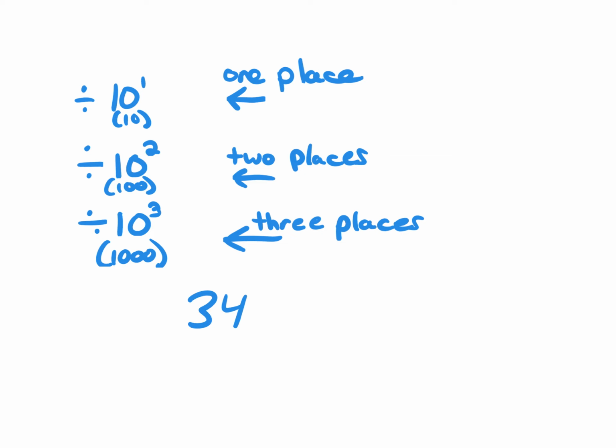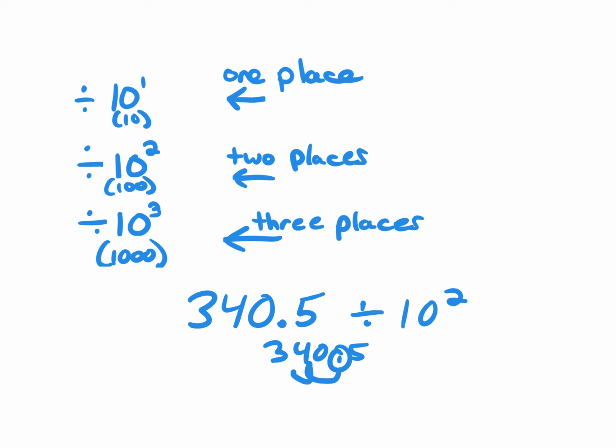So our final example here, 340.5 divided by 10 to the second. I'm going to rewrite 340.5. I'm going to circle the decimal. I'm going to bounce it once and twice, make 2 egg cartons, and I'm going to rewrite my final answer. Please don't give me this as your final answer. Please rewrite it like that, and that will make me happy.